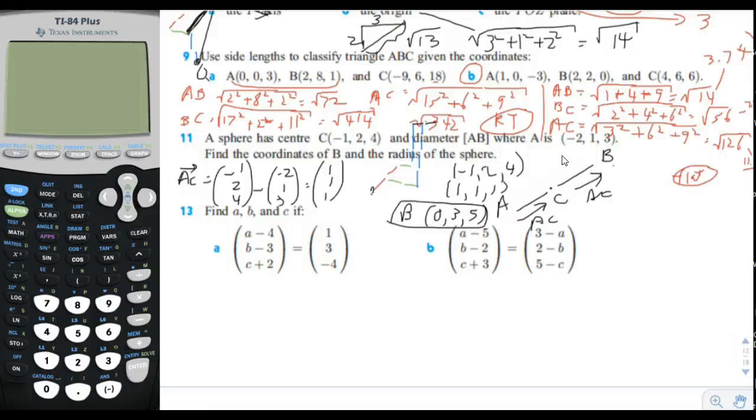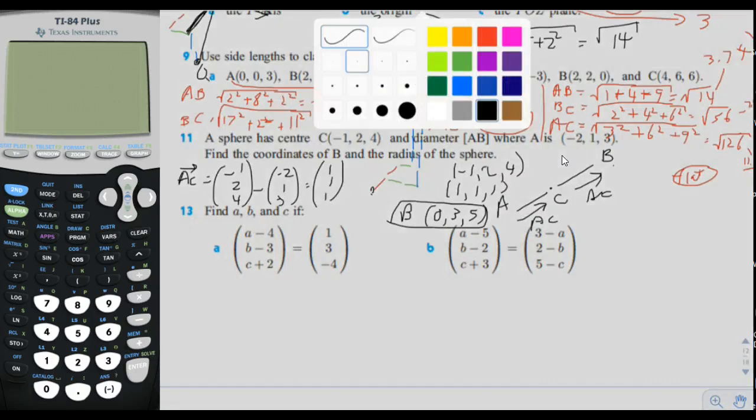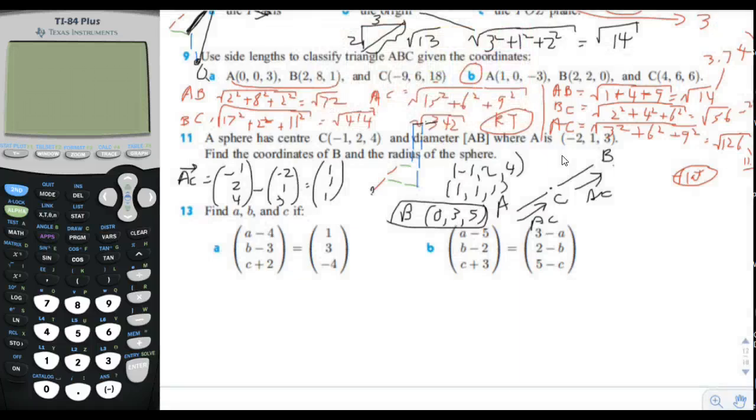13. Find A, B, C if A minus 4 equals, and so on. So these are just a bunch of algebra equations, right? We know that A minus 4 equals 1, so that means A equals 5, right? B minus 3 equals 3, so we know that B is equal to 6.